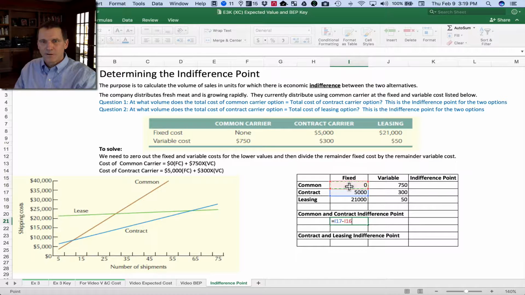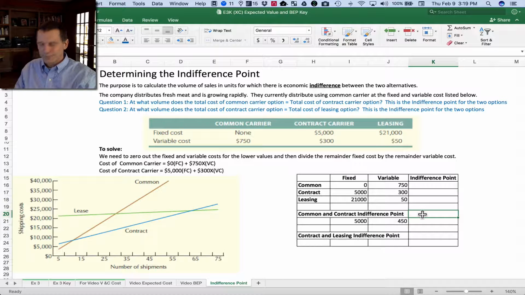Minus the lower of the two, 0. So it's going to equal 5,000. This would equal the higher of the two, 750, minus the 300, 450. Okay, so we've zeroed out contract variable cost and we've zeroed out fixed common fixed cost, and we end up with 5,000 and 450.